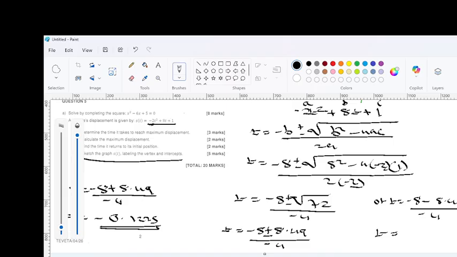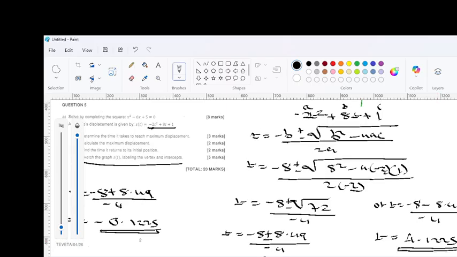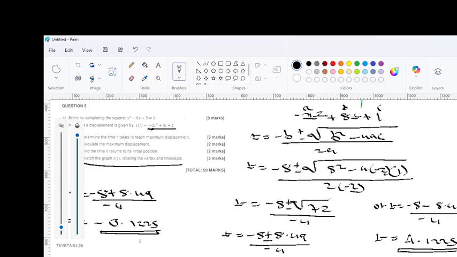We're going to have 4.1225. So these become our answers for t. So these are the two intercept answers: negative 0.1225 and 4.1225. So these are the values of t.